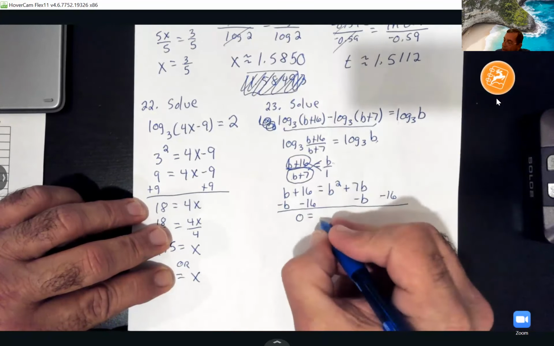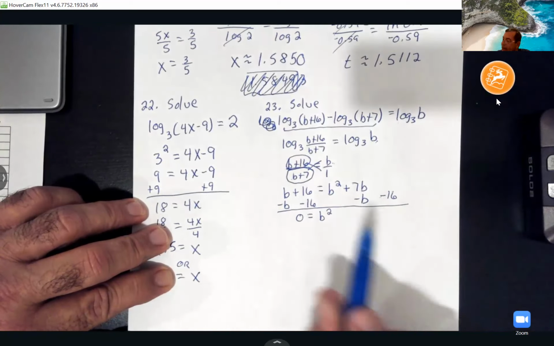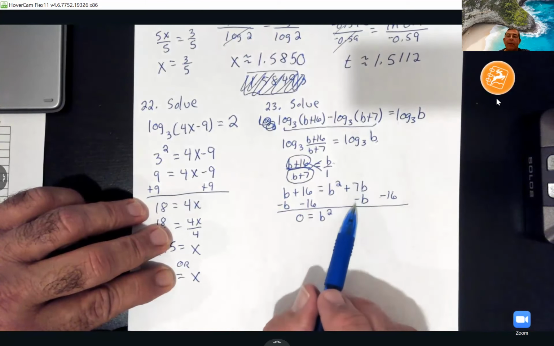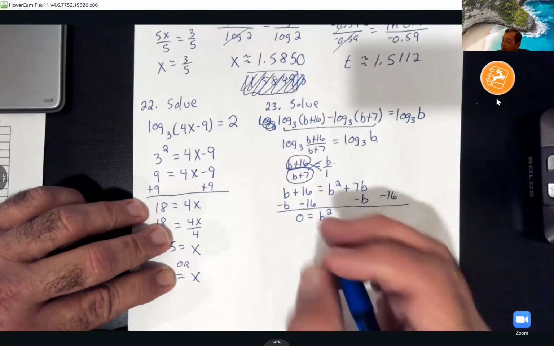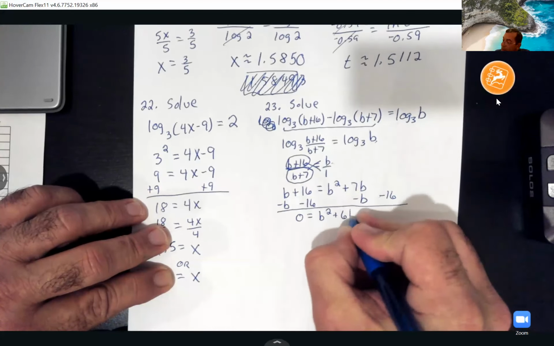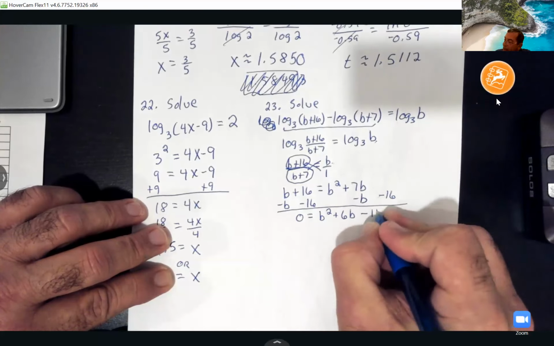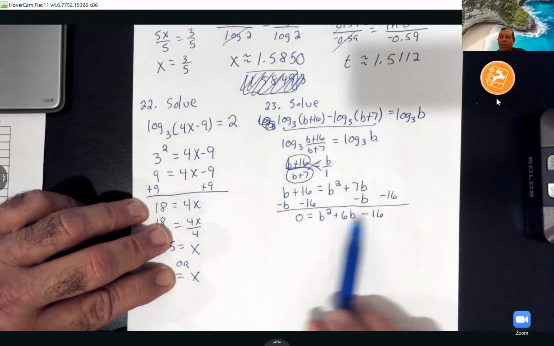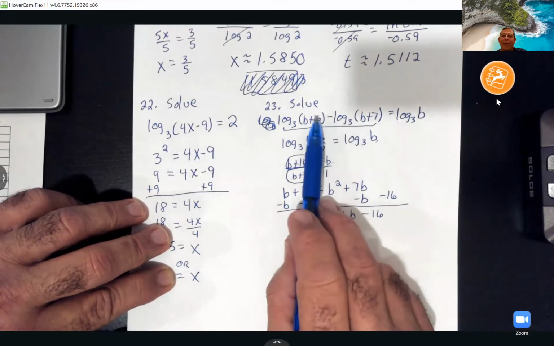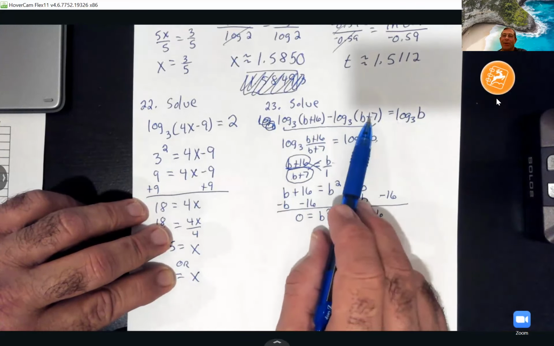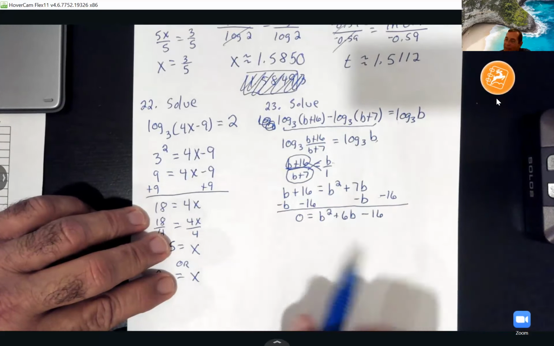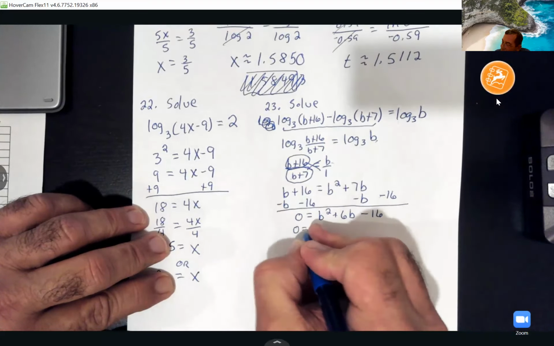So bring down the b squared on the right side. The only like terms are going to be the b's. So 7b's minus the 1b is going to leave you 6b, and then bring down that negative 16. So y'all are going to be so similar to this. The only thing they ever change are the numbers up here, okay? All right, y'all, so now what we got to do is factor that.